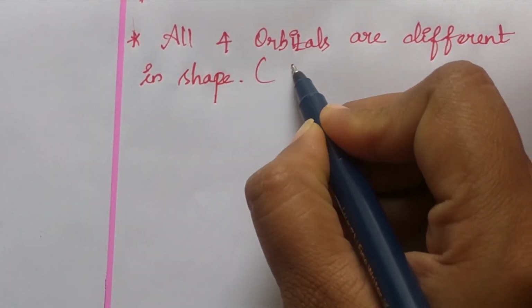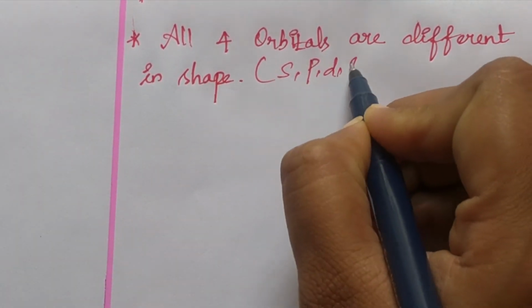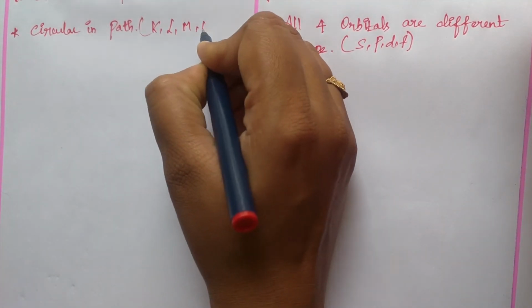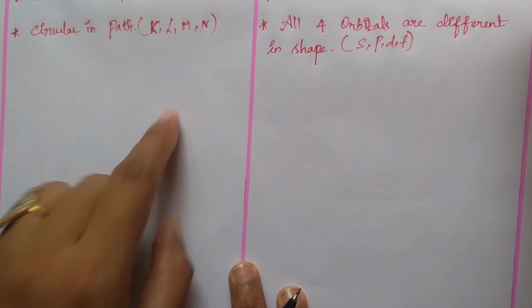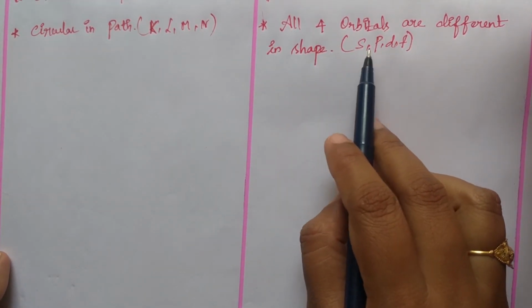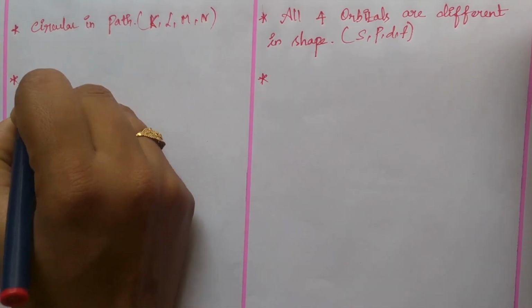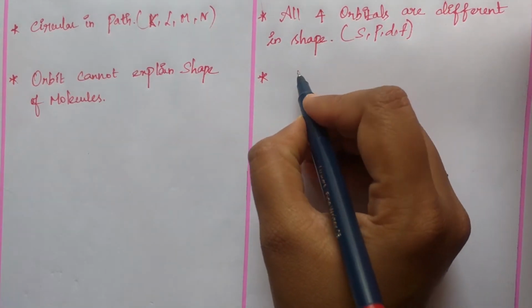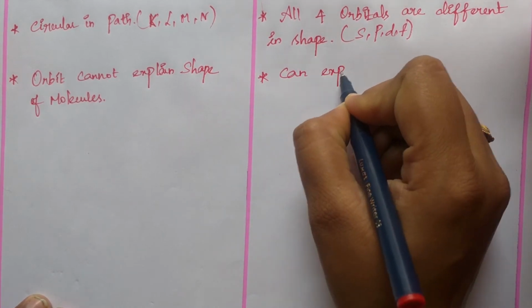See here, the orbitals are s, p, d, f, and the 4 orbits are K, L, M, N. So the orbits are circular in shape, but the 4 orbitals are not the same; their shapes are different. An orbit cannot explain the shape of molecules, but an orbital can explain the shape of molecules.